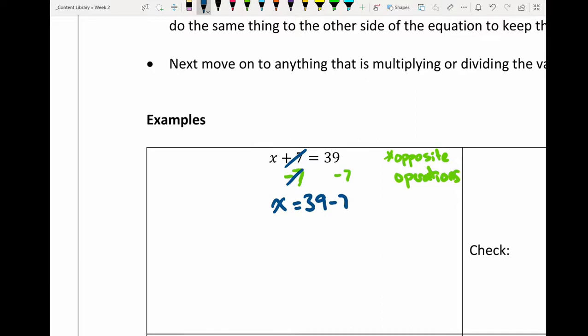I'm just writing this out in long form. Then x equals 32. You don't have to show this part here. I'm just showing it to show that the 39 minus 7 still exists, and then I simplified it. So that's where we know the 32 comes from. Again, if you're comfortable, you can go right from the top, show that you're subtracting 7, and go right to your answer.